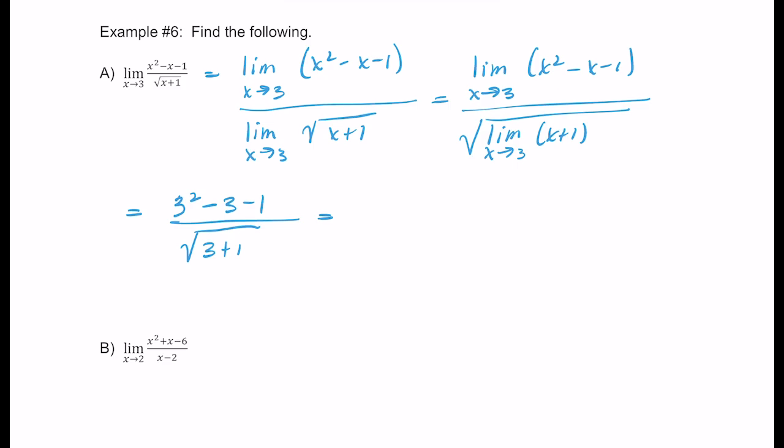And here I get 9 minus 3 minus 1, which gives me 5. And in the denominator, I get the square root of 4, which is 2. So that's just equal to 5 halves. A lot of limits can be found just by evaluating. So as long as there's no rules that are broken, right? Like division by 0, I'd want to check and make sure when I plugged in this 3 that it didn't give me a 0 in the denominator, because that would be a problem. Or as we said earlier, like the log of a negative number, you don't want that either.